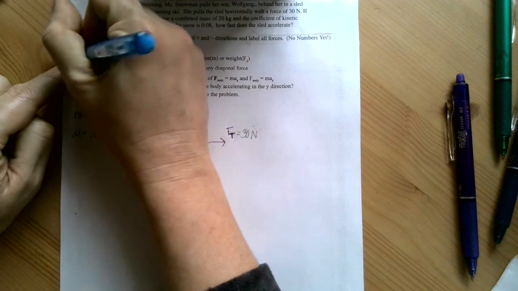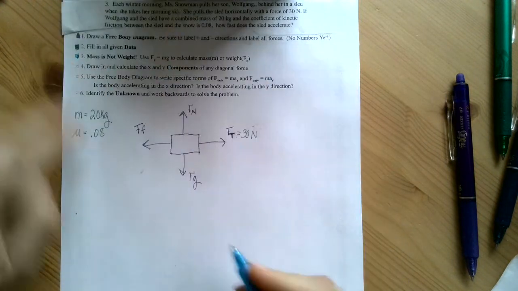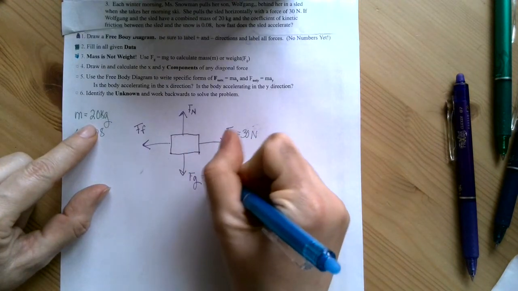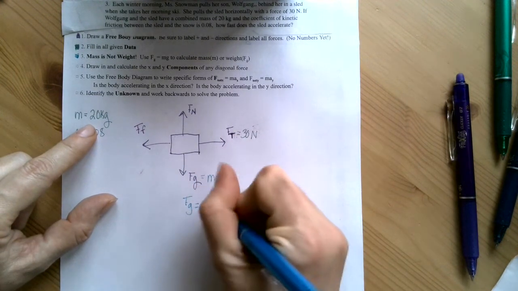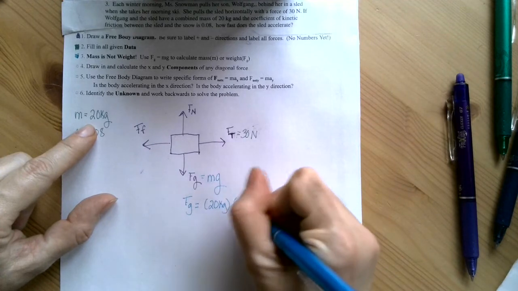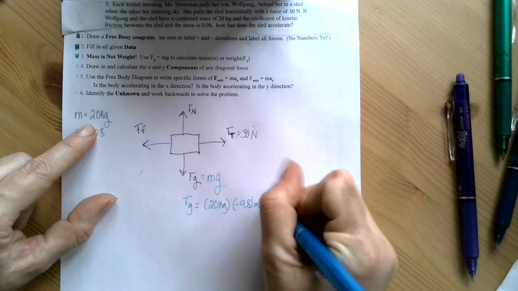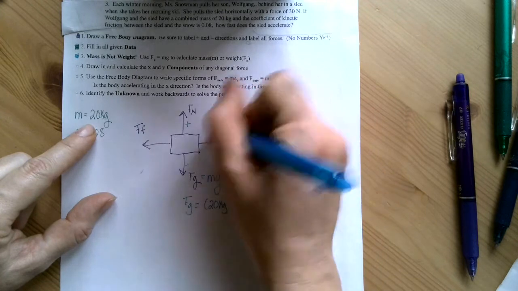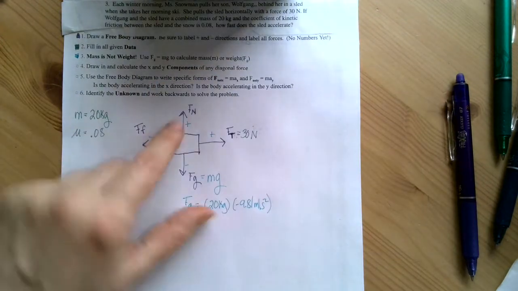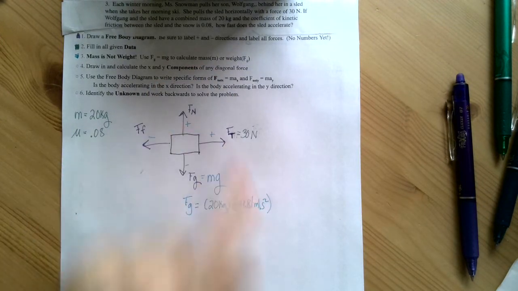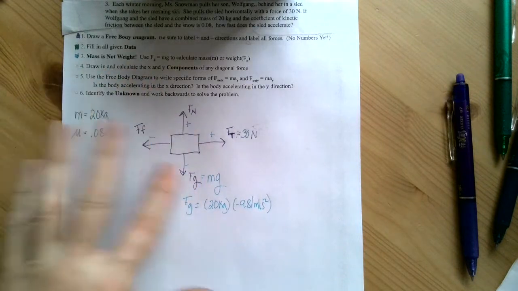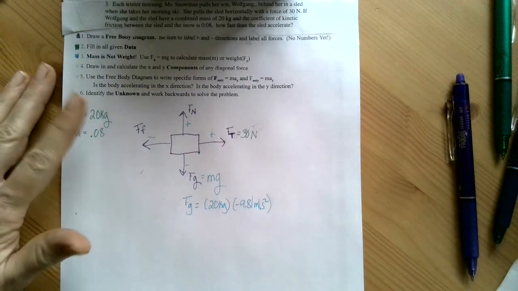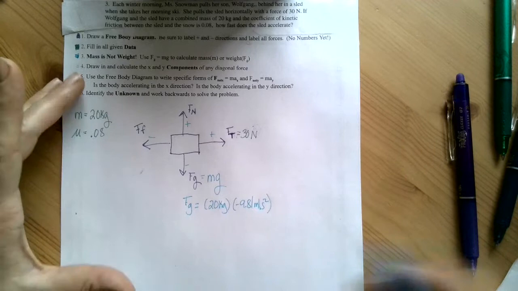Step 3, mass is not weight. Do some turquoise. They gave us this mass. We're going to use it to find the weight. So the formula is F sub G equals mg. So F sub G is 20 kilograms times negative 9.81. And unlike inclines, we're generally going to say anything up or right is positive, anything down or left is negative. But your picture is the ultimate authority, and you can label directions however you want. You can live in a topsy-turvy world where up is negative, but I'm going to do it this way.